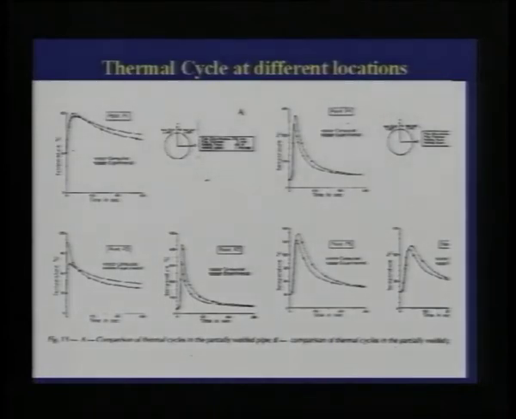Each graph indicates a different position, and it is time versus temperature. The x axis is time, the y axis is the temperature, and how the temperature varies with respect to time at different positions of the tube as it is welded is what you see in this graph. Let us look at the next slide.